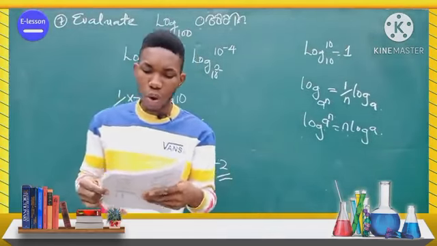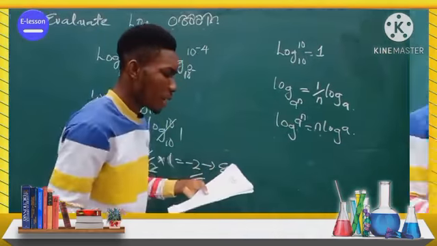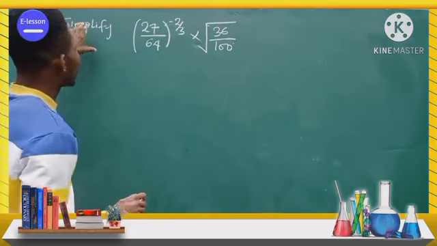And that is option E of the NECO 2019 number 7. We have the next question which says simplify this.